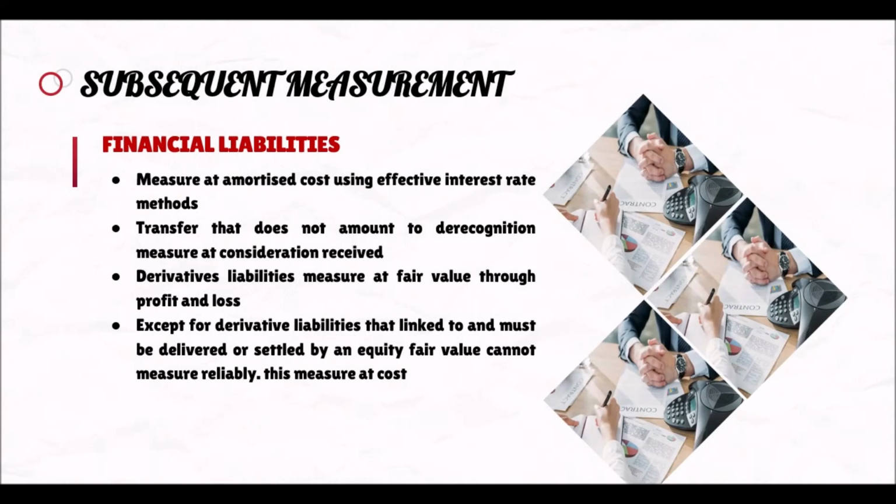Financial liabilities are measured at amortized cost using effective interest rate method. Transfer that does not amount to derecognition is measured at consideration received. Derivative liabilities are measured at fair value through profit and loss, except for derivative liabilities that link to and must be delivered or settled by an equity whose fair value cannot be measured reliably. This is measured at cost.